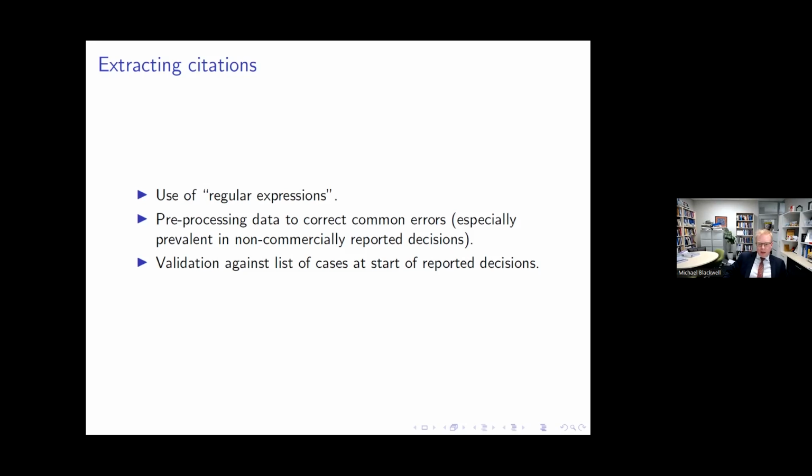I've also, to just make sure that I'm extracting the correct citations, validated this, because for reported decisions, you have at the start of the decision a list of the cases cited in the decision. And so to validate that my program to extract citations is correct, I've been, throughout the development of it, double checking it against what the list of cases is in the printed decision. And I've made a program that's very accurate to extract these citations.